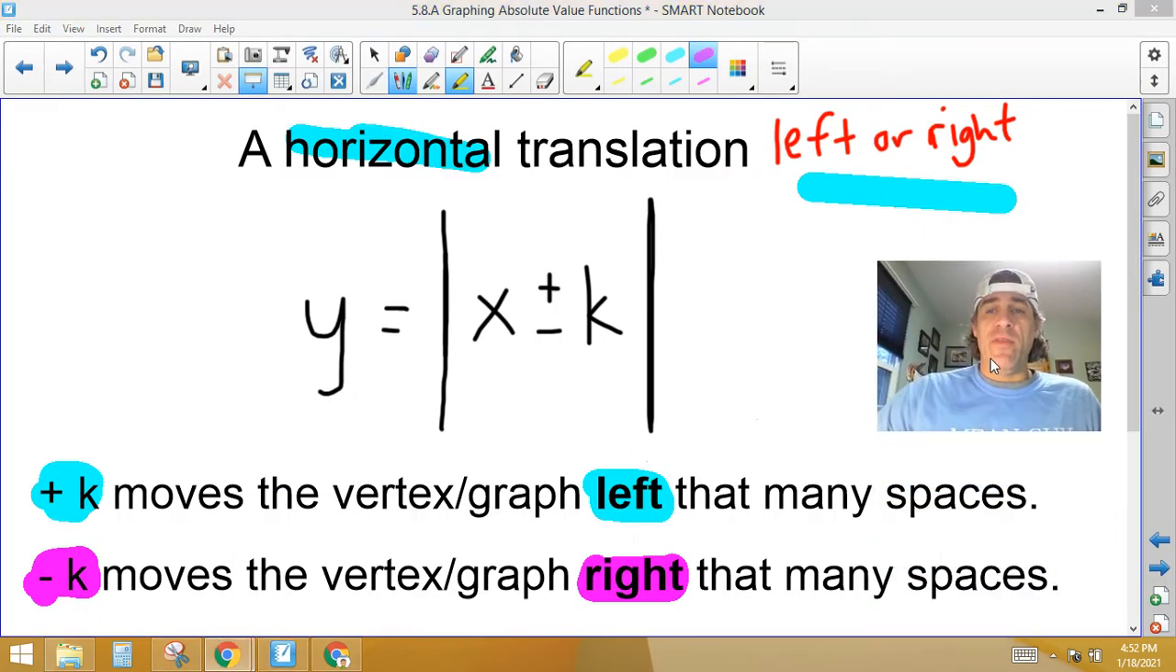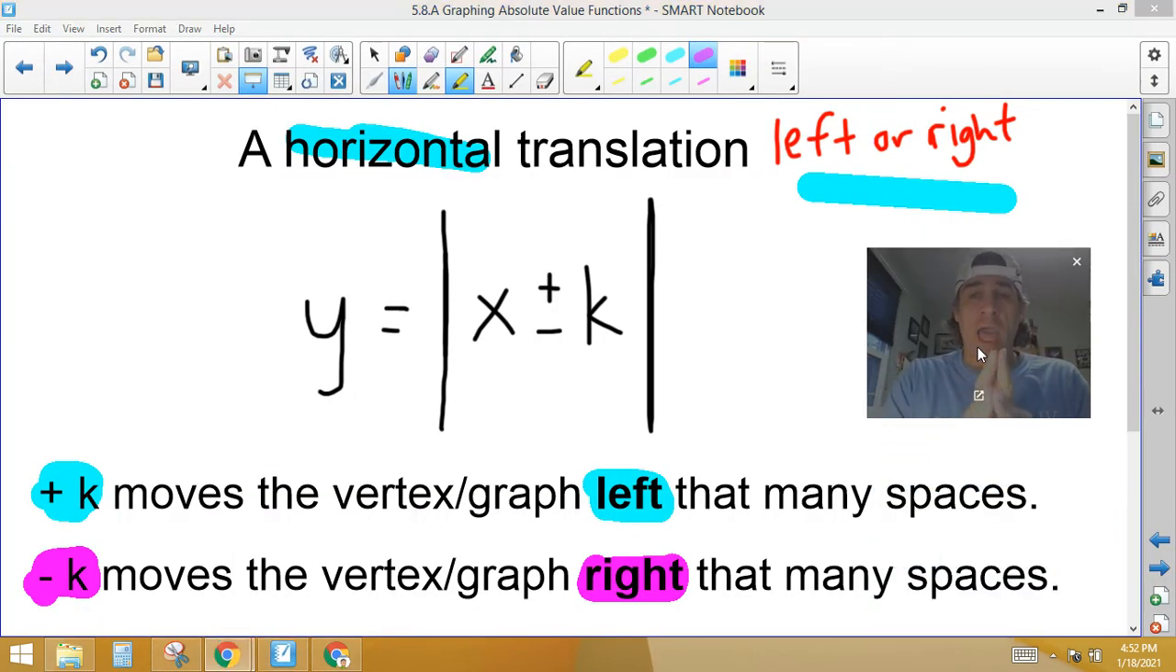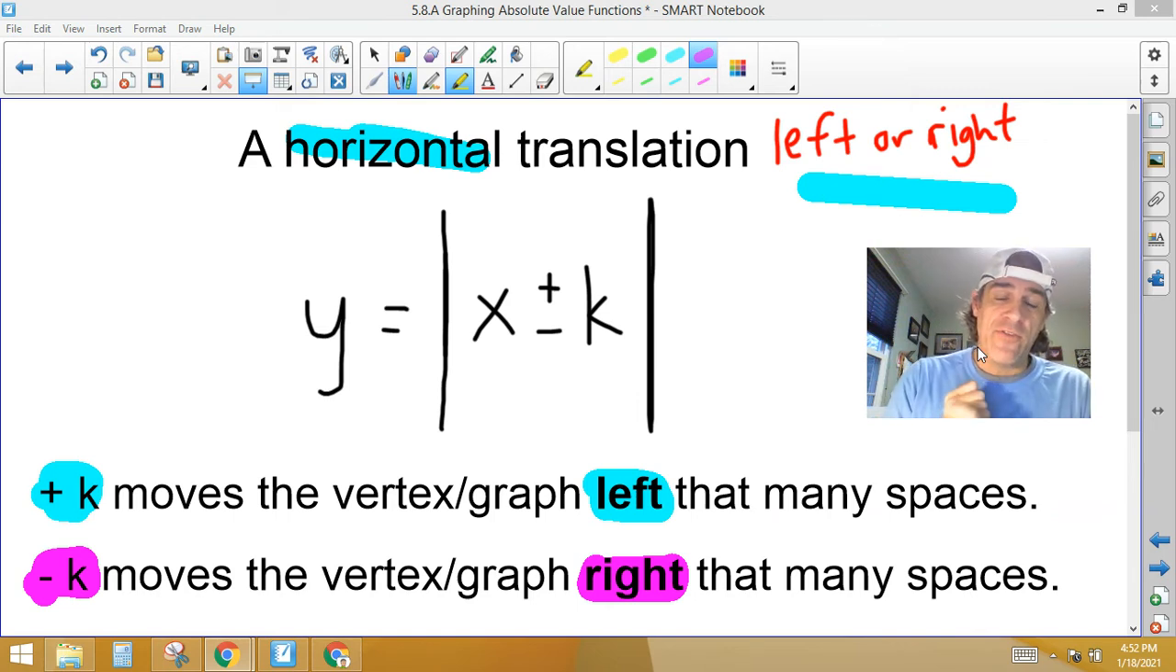Very importantly, remember with these horizontal movements, if it's adding or subtracting on the inside, it moves in the opposite direction on the x-axis. So if you add a number, it moves it to the left that many spaces. If you subtract, it moves it to the right.